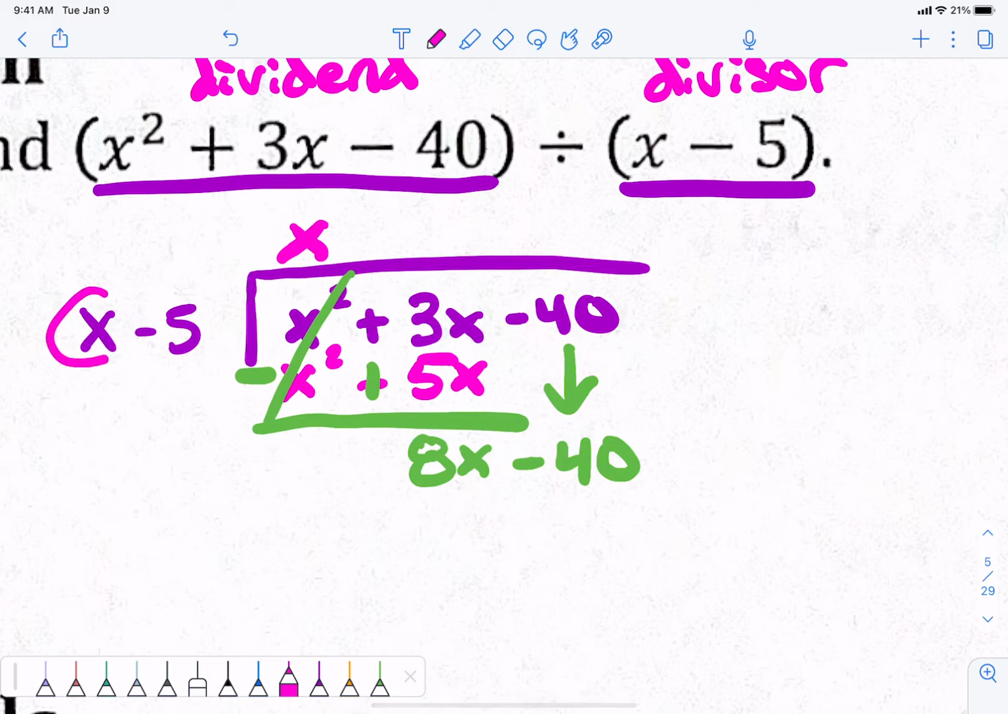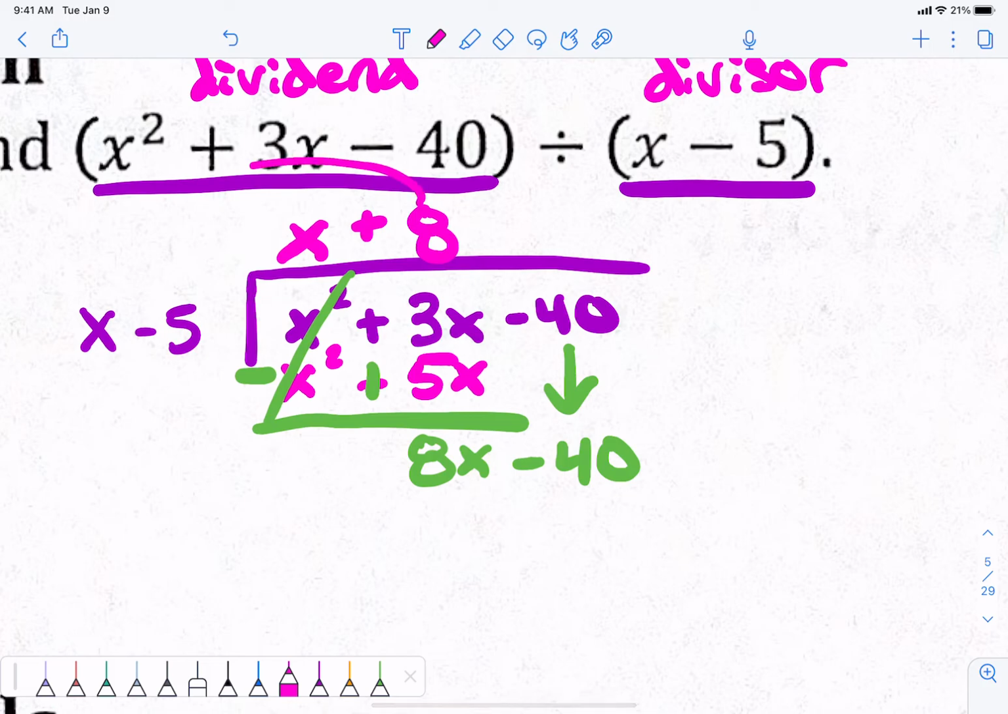All right, so we look at this x, and we say, what do you have to take times x to get 8x? 8, okay, so I put an 8 up here, and really big pet peeve, don't forget the plus in between the 8 and the x, okay? Otherwise, you end up having floating numbers up there. Make sure you put a sign in front of it. It's a positive 8, okay?